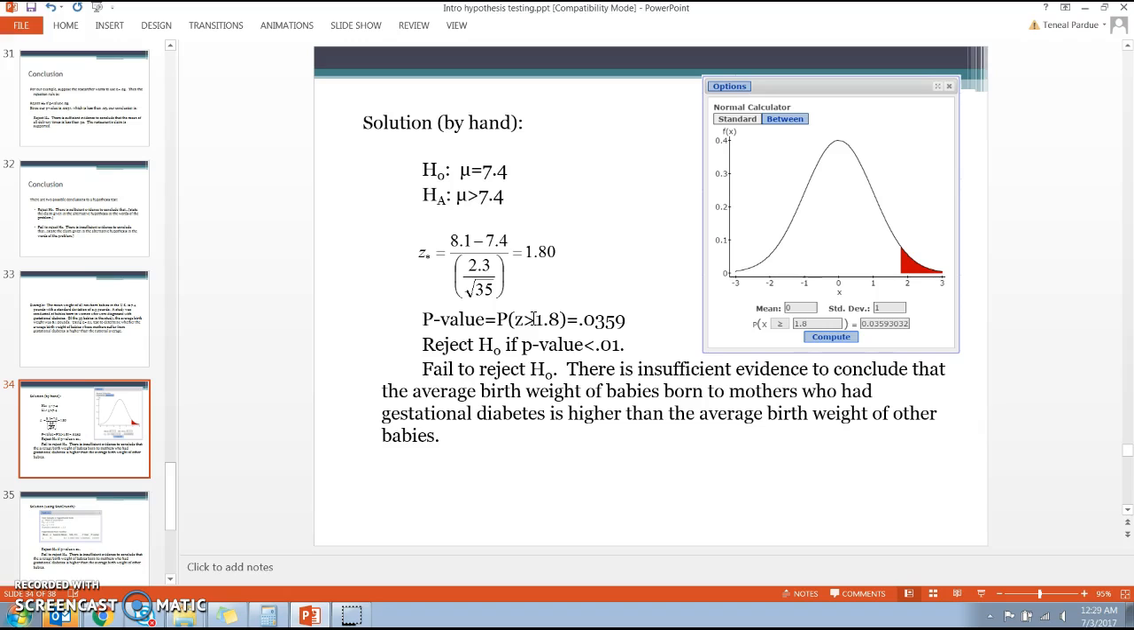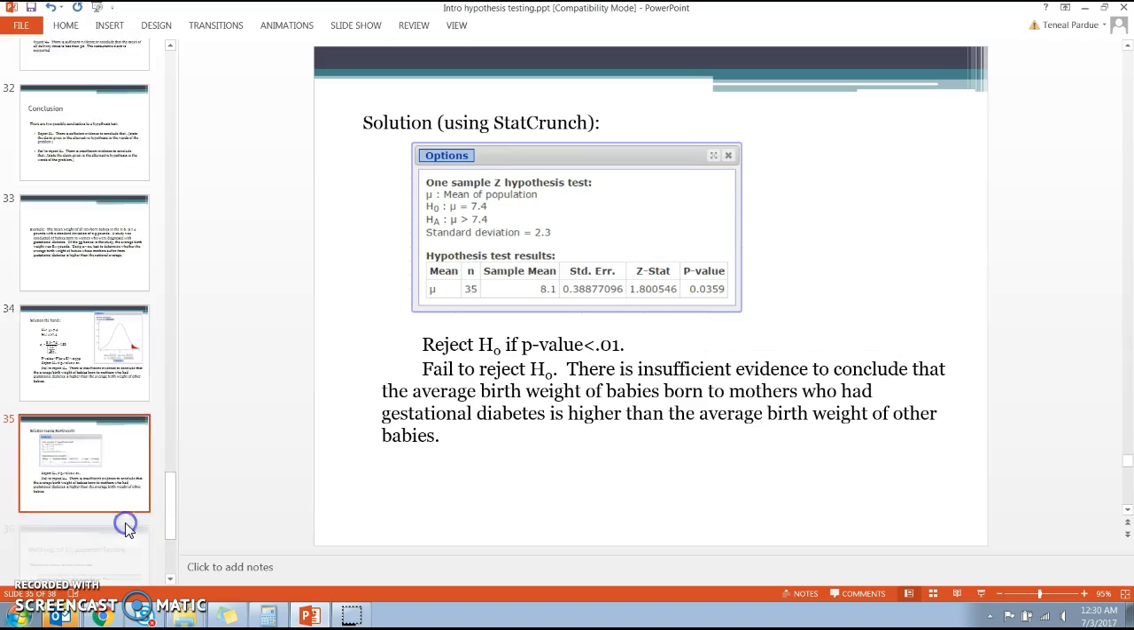That's a little different. So in this case, the probability that z is greater than 1.8, using StatCrunch, is 0.0359. They said in the problem to use 0.01 for alpha, so we're going to reject H-naught if the p-value is less than 0.01. Therefore, we would fail to reject H-naught because this p-value is not less than 0.01, and say that there is not sufficient evidence to conclude that the mean of this population is greater than 7.4. All right, so that's if I asked you to do that by hand.